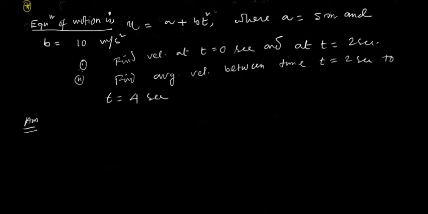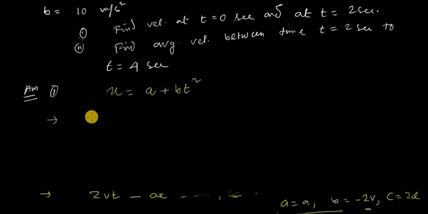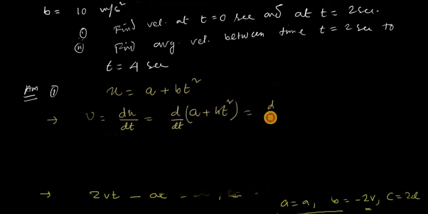So the first part is very simple. Find the velocity at t equal to 0 and at t equal to 2. We have x is equal to a plus bt square, and from differentiation, if you follow my class, there I discussed that velocity is nothing but the differentiation of x with respect to t. That means d/dt of x, or dx/dt. That means d/dt of a plus bt square. So d/dt of the first term a, plus d/dt of bt square.